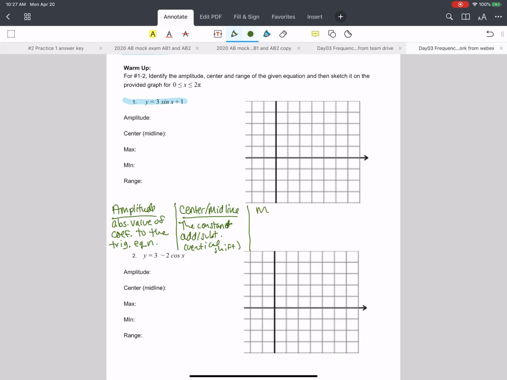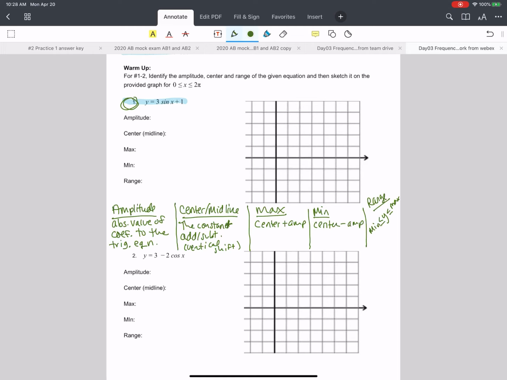Other thing that you should be able to find is the max, that is the center plus the amp. And then there's also the min, that is the center minus the amp. And of course, that leads you to the range, and that is just the min, y in the middle, the max, and don't forget they're equal to as well. And that's that.